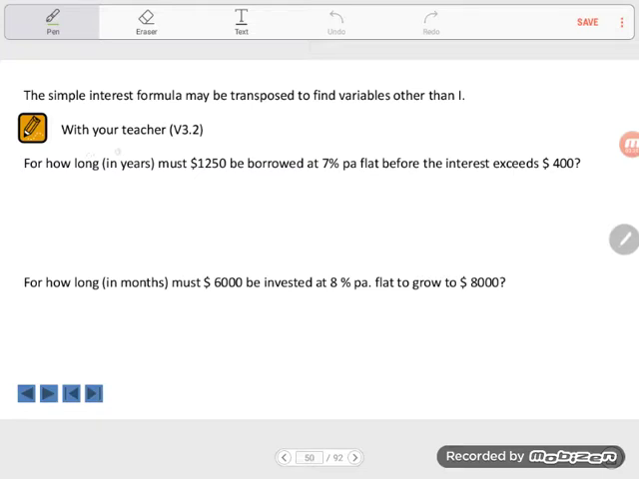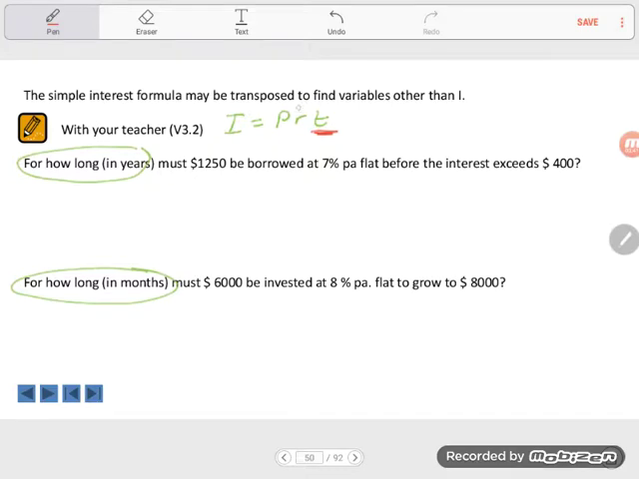The question here for both of these examples is for how long? Okay, so that means we need to know the time. So the equation looks like this for simple interest, I equals PRT. So how do we rearrange so that T is the subject?